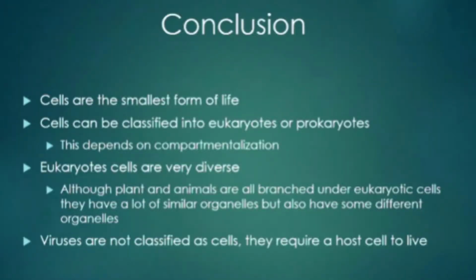In conclusion, cells are the smallest form of life. Cells can be classified into eukaryotic or prokaryotic cells, depending on compartmentalization. Eukaryotic cells are very diverse. Although plant and animal cells are all branched under eukaryotic cells, they have a lot of similar organelles, but also have some different organelles. Viruses are not classified as cells because they require a host cell to live.